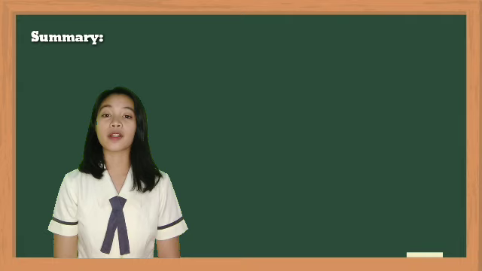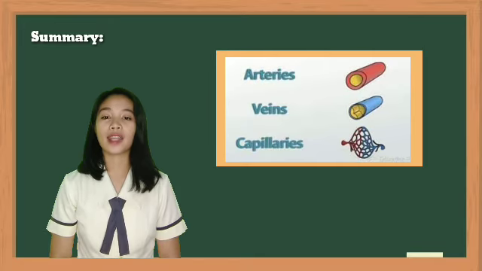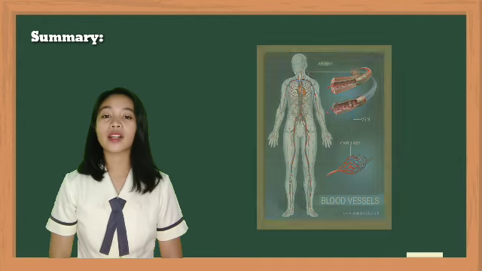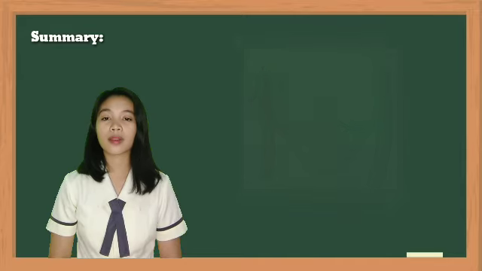Vessels are tubes through which the blood circulates in the body. What are the three types of blood vessels? Do you have any idea? Very good. Arteries, veins, and capillaries. Arteries are blood vessels which carry blood from the heart to the body. Veins are the large vessels of the body and act as the blood counterpart of arteries. Capillaries are where the exchange of materials between the blood and tissue cells takes place.